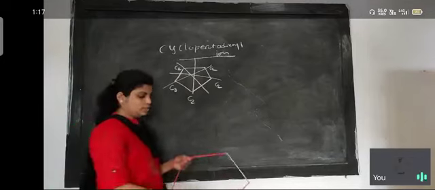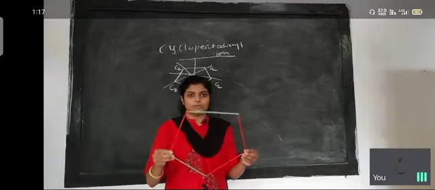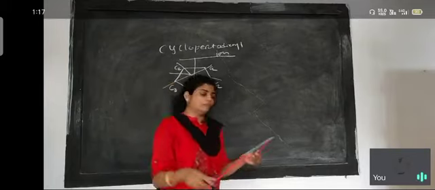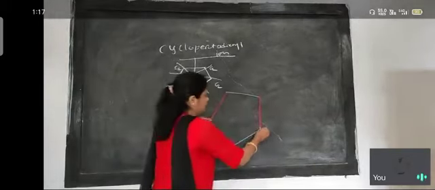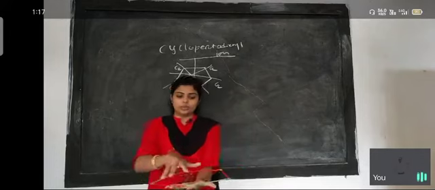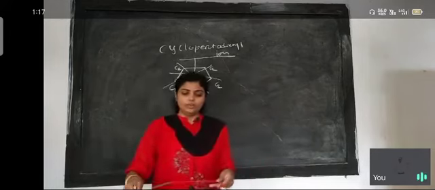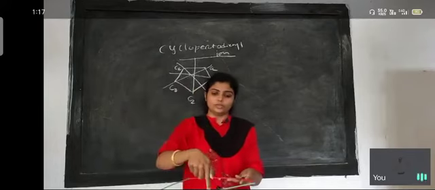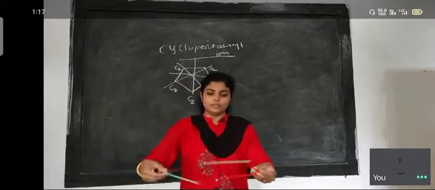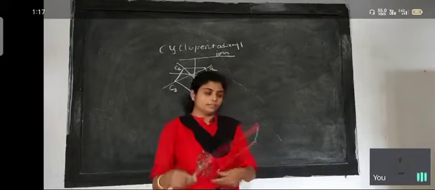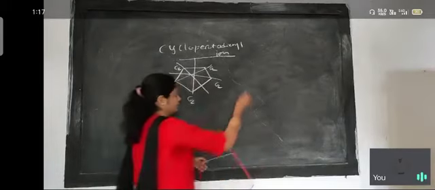Here, this is the structure of the cyclopentadienyl ion. When you pass the axis through the center of this molecule: first, this molecule is planar, all the bonds are present on the plane. When you pass the axis through the center, the 5 carbons are rotated. That means here C5 is the principal axis.